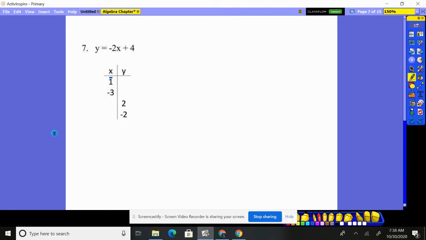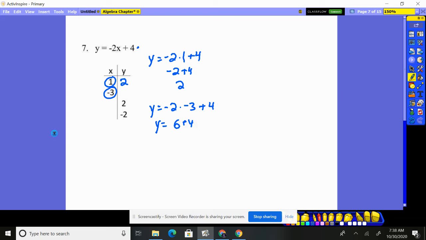So let's start. Let's plug x is 1 into the equation. The equation is y equals -2 times whatever you have for x, which is 1, plus 4. So that gives us -2 plus 4, which is 2. So this is 2. I'm going to do it again right here. -2 times the x. This time they give us -3, plus 4. Just plug it into the equation up top. So it gives me y equals 6 plus 4, which is 10.